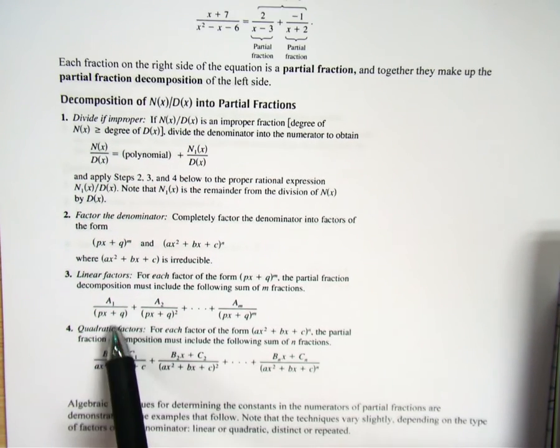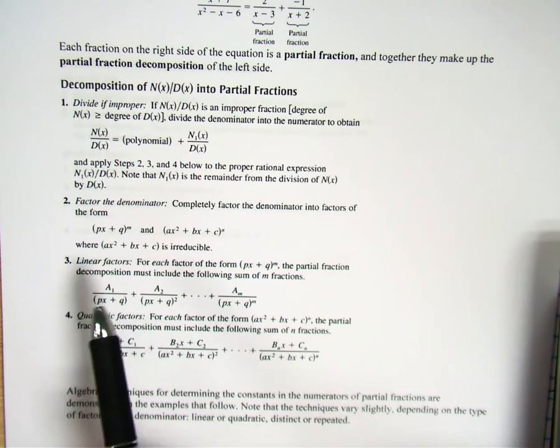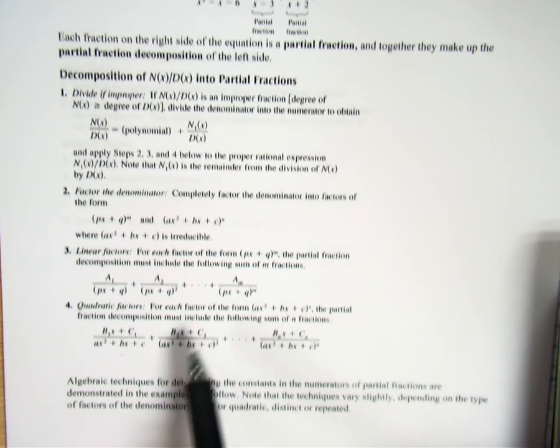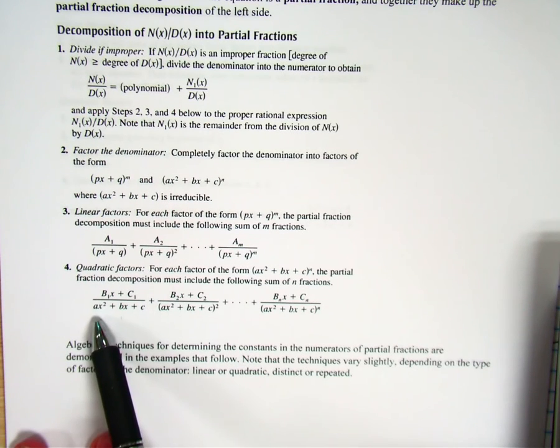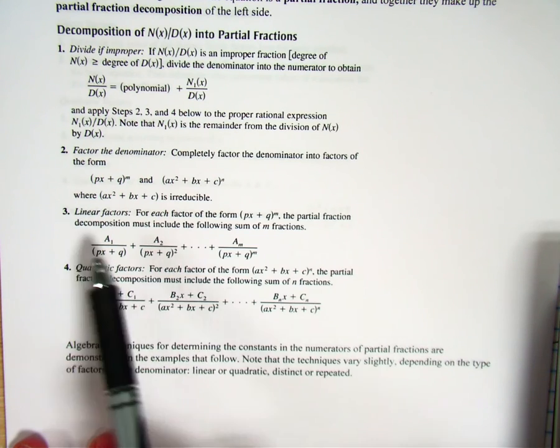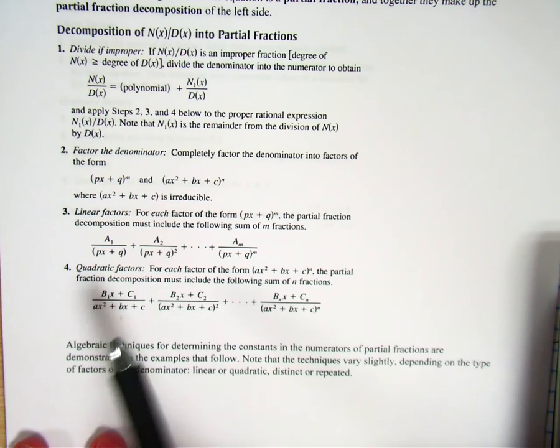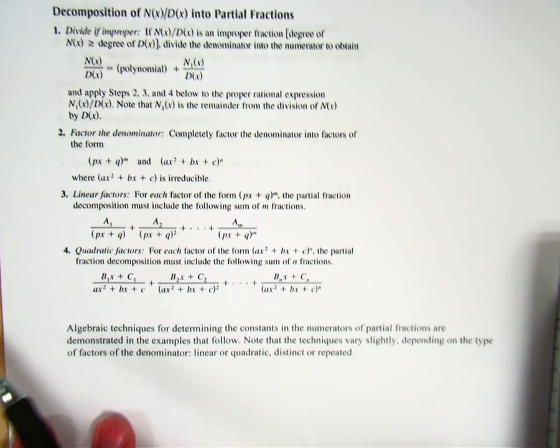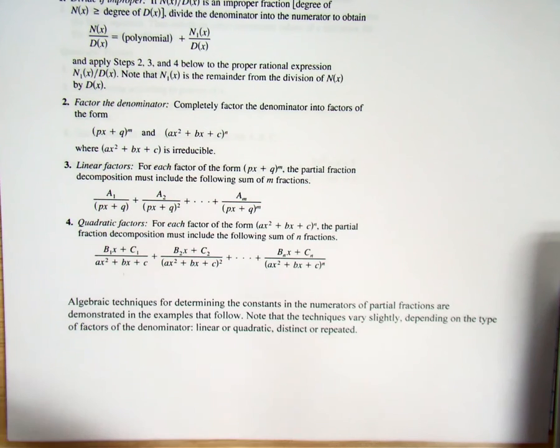Okay, for our linear factors, we're going to put constants above those. And for our x squared or quadratic factors, we're going to start the numerator with an x, bx plus c. So the a's, the b's, and the c's are just placeholders that we're going to solve for. They could be any letter. You could use any letter.